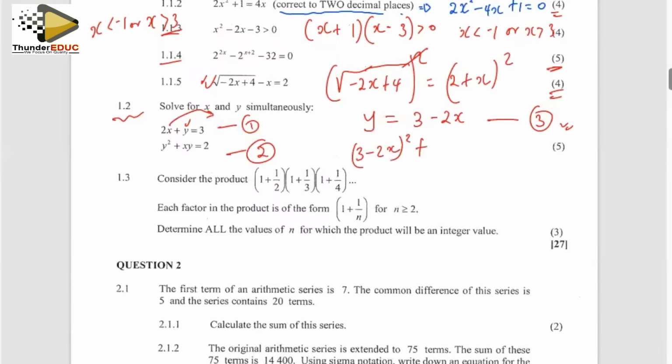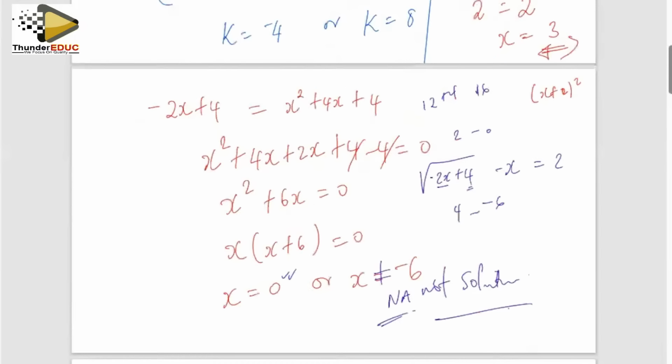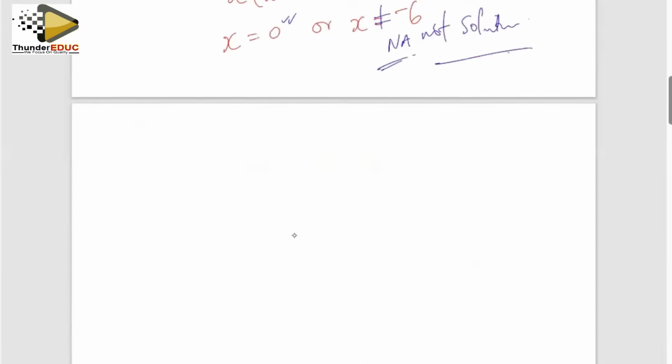Everything is squared plus, okay, x, and then 3 minus 2x must give us a 2. Let me do the substitution on this other page. Okay, so we have 3 minus 2x.